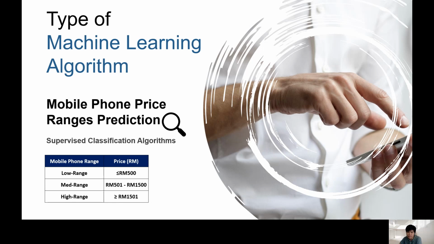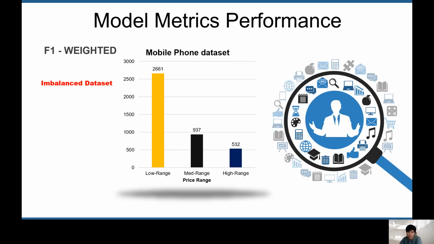For low range, it means that the phone price is below 500 ringgit, and medium range is between 500 ringgit and 1,500 ringgit. And then the high range means that the price is above 1,500 ringgit. So in this experiment, we are using F1 score for scoring purposes.